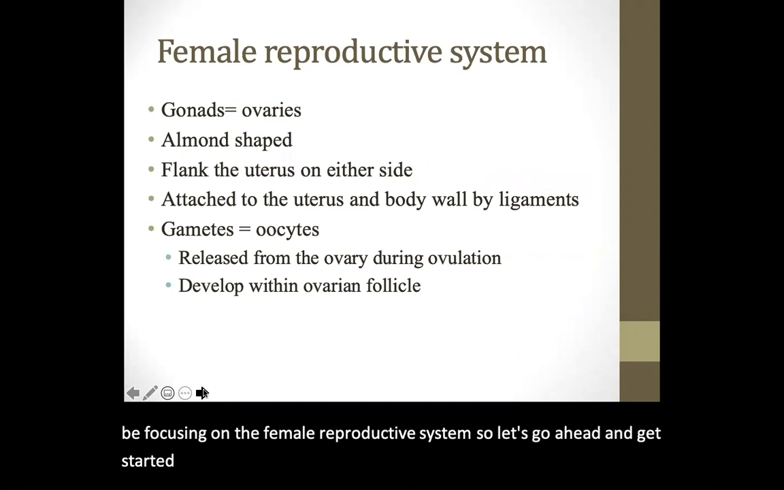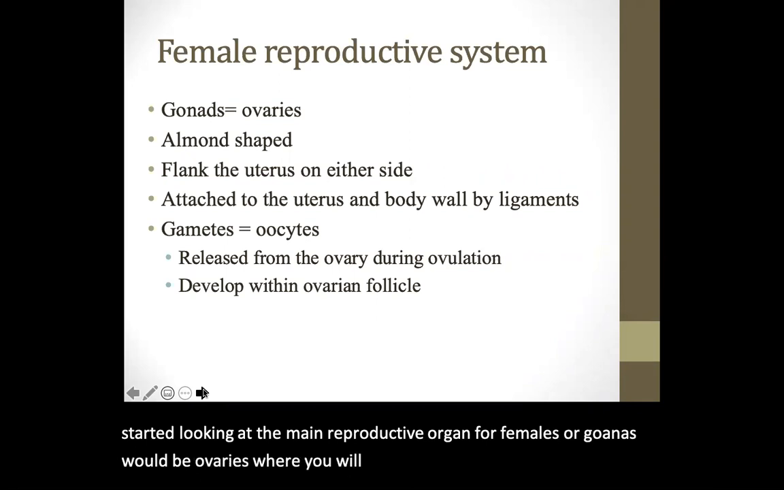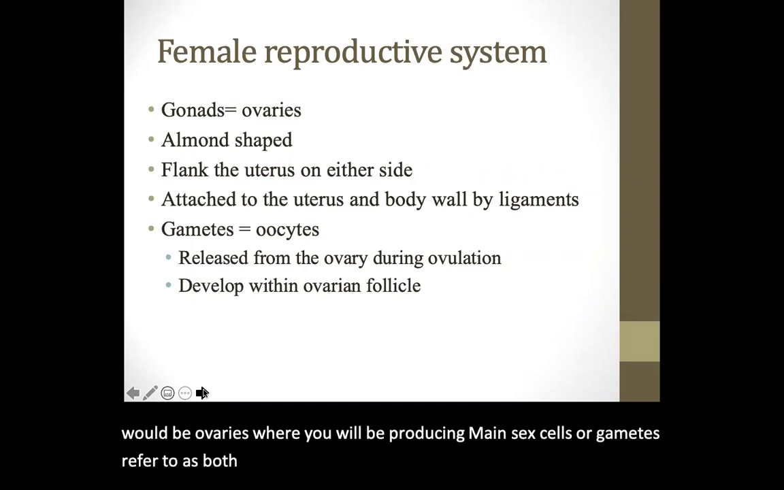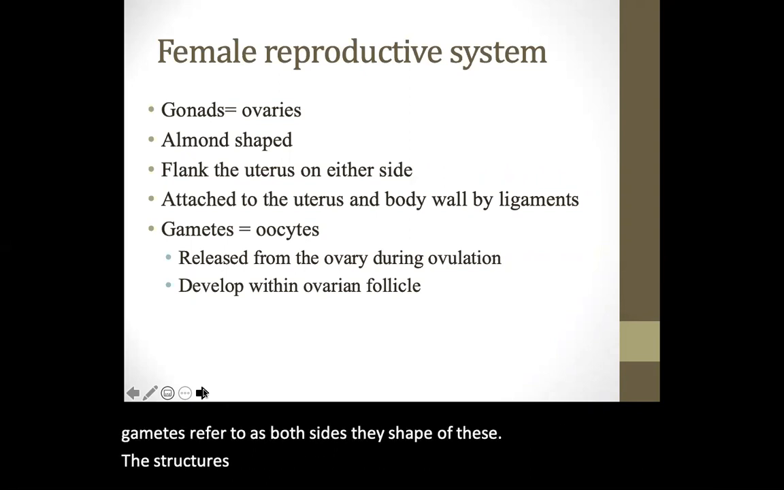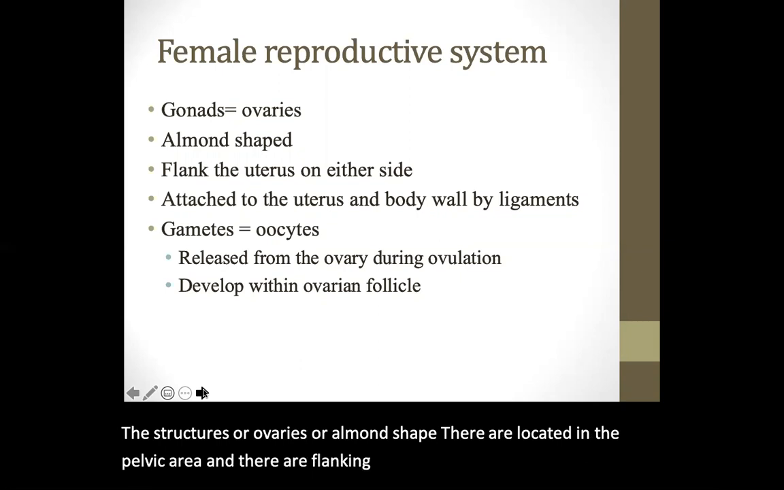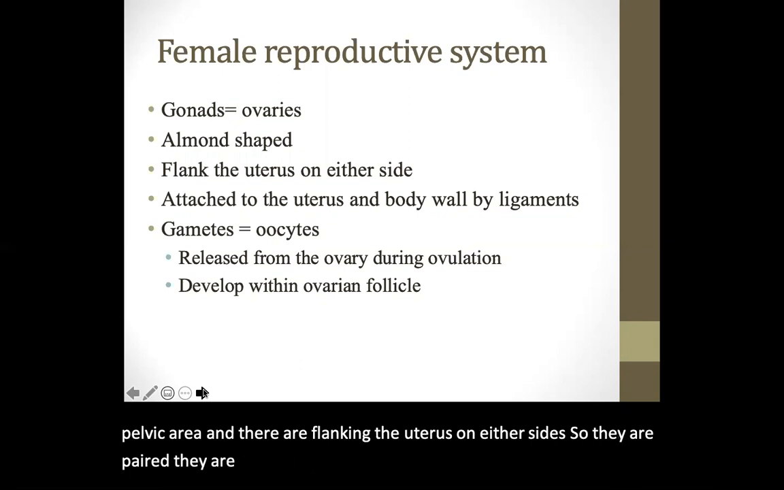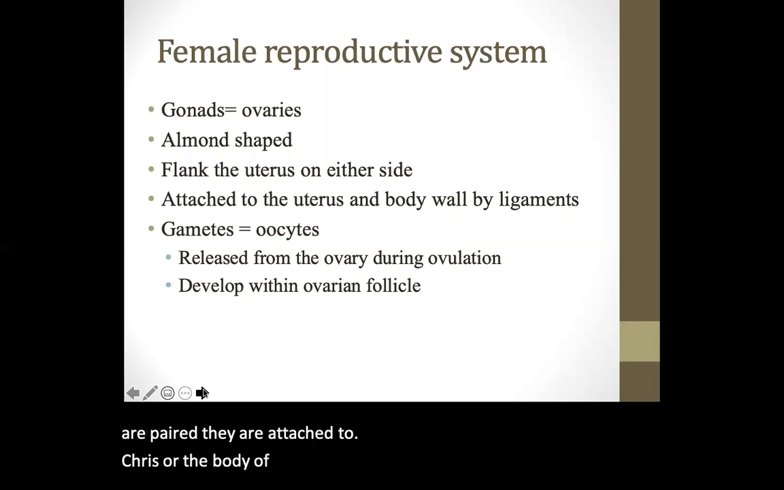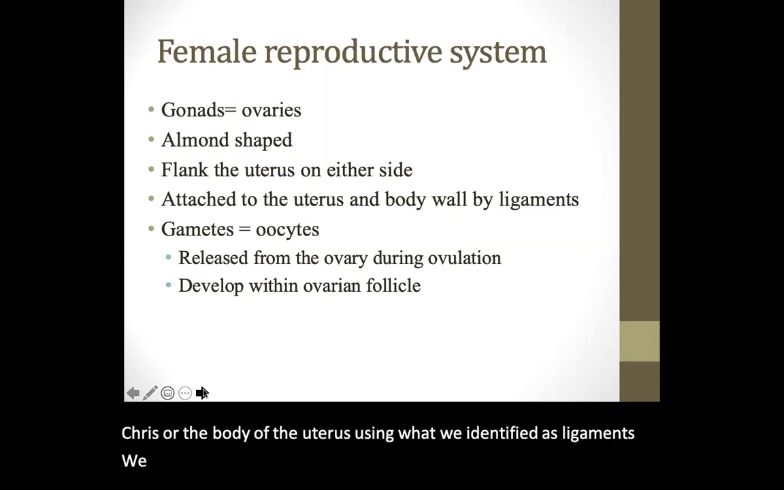Looking at the main reproductive organ for females, or gonads, would be the ovaries, where you will be producing the main sex cells or gametes referred to as oocytes. The shape of these structures, or ovaries, is almond shaped. They are located in the pelvic area and flanking the uterus on either side. So they are paired. They are attached to the body of the uterus using what we identify as ligaments. We will talk about these ligaments in future slides.